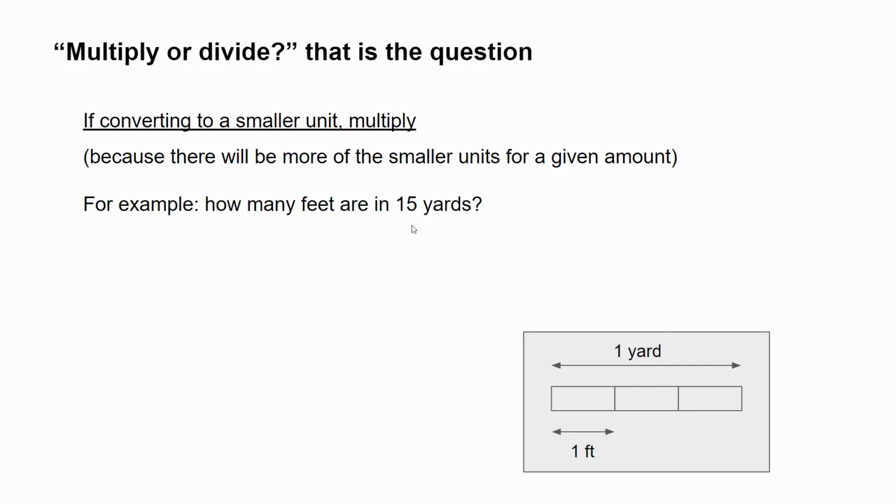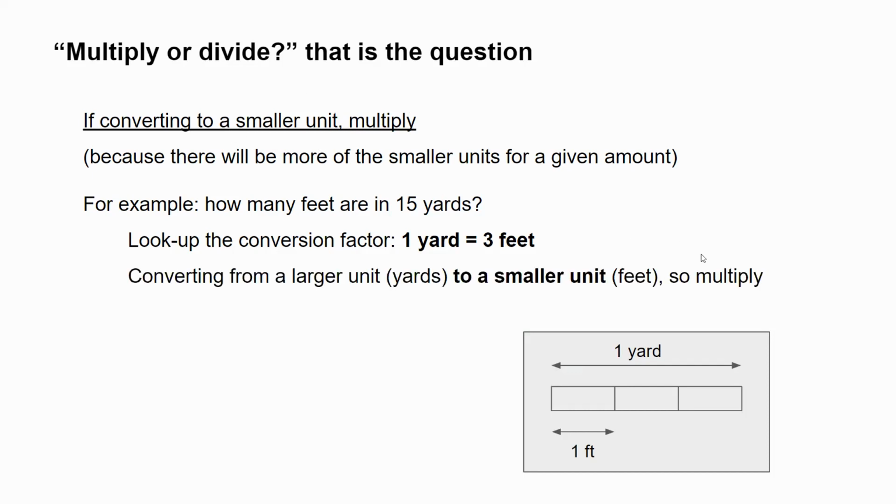For example, how many feet are in 15 yards? Look up the conversion factor. 1 yard equals 3 feet. This tells us that yards are the bigger unit. Feet are the smaller unit. We're converting to the smaller unit. So we should multiply. Multiply by 3, 15 times 3, there will be 45 feet in 15 yards.